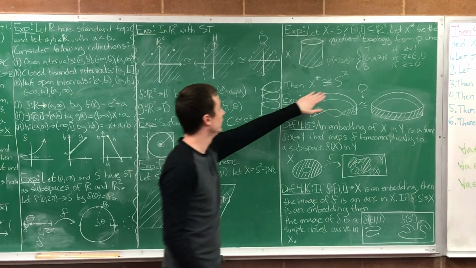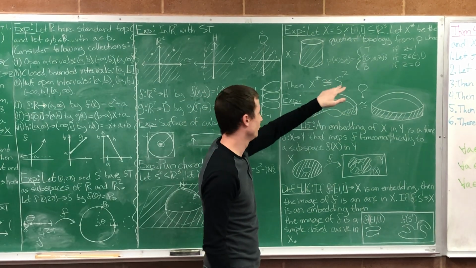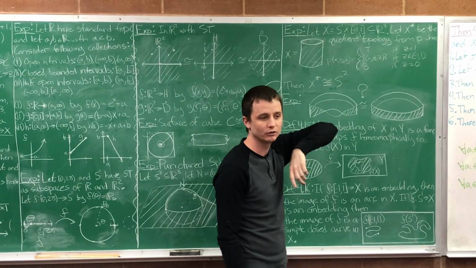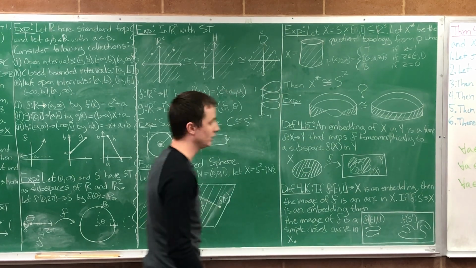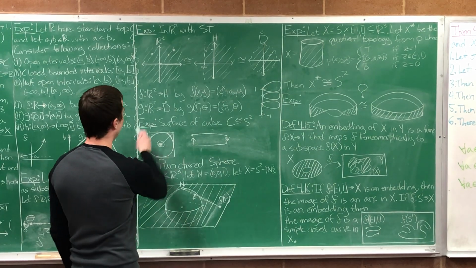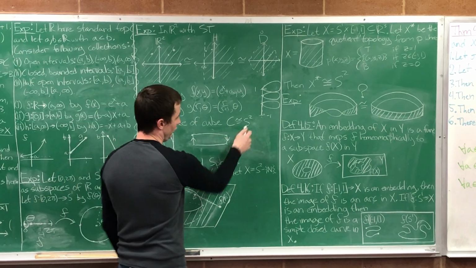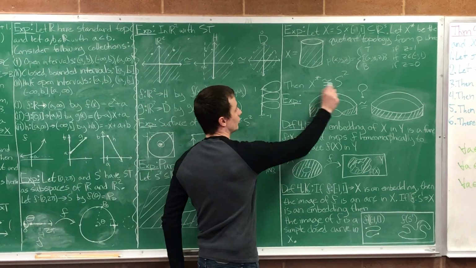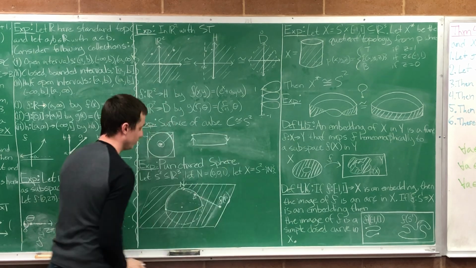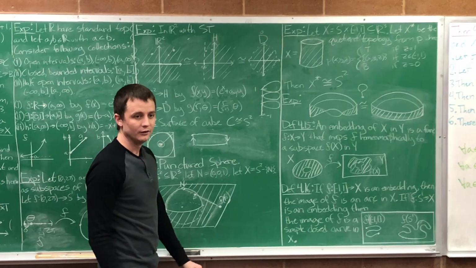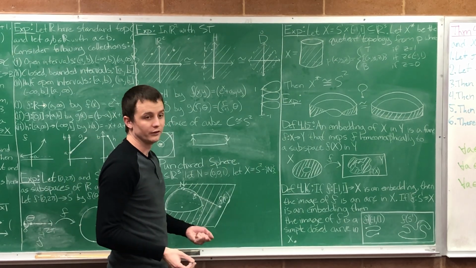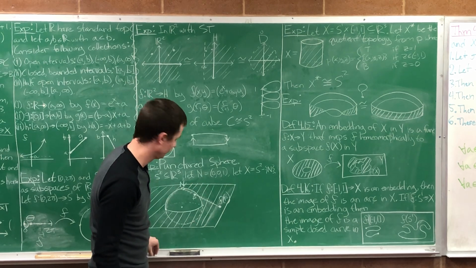So, S2 is what the book actually says, but you could have also said the surface of a cube. Same thing, because we talked about over here that the surface of a cube is homeomorphic to S2. So if this is homeomorphic to S2, then it's homeomorphic to the surface of a cube. Homeomorphisms are symmetric, transitive, reflexive.